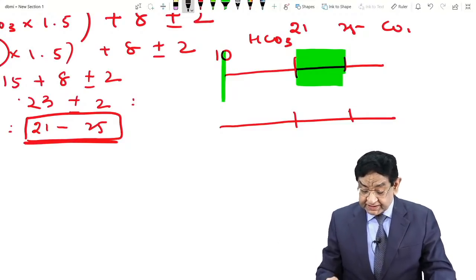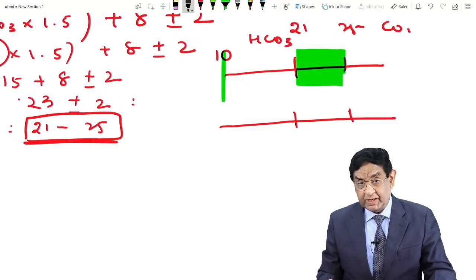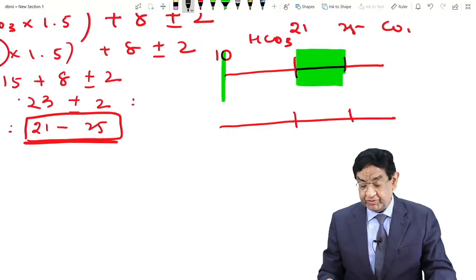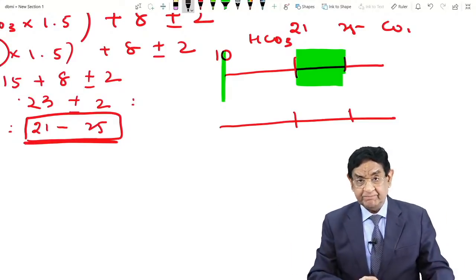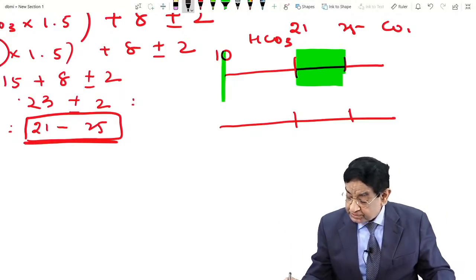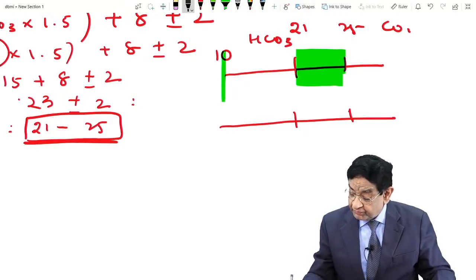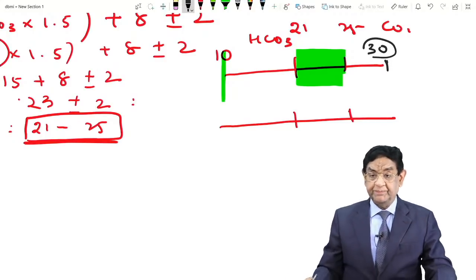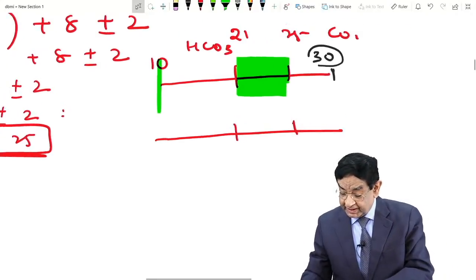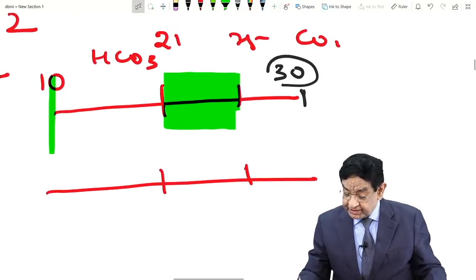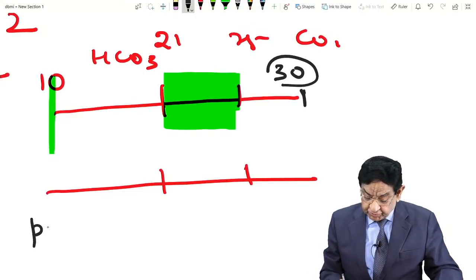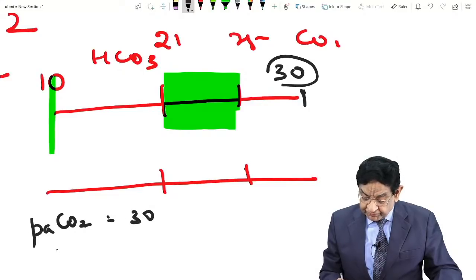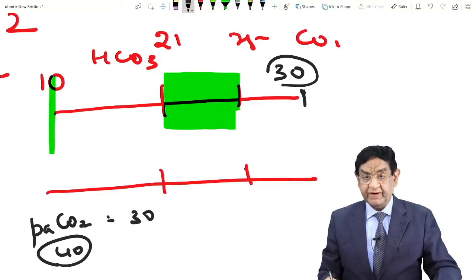As per Winter formula, if our CO2 is in the range of 21 to 25, it is adequately compensated. Suppose the CO2 value is 30. What do you think it should be? Again, we analyze. If you go by PaCO2 30, the normal level is 40. Yes, we know very well.